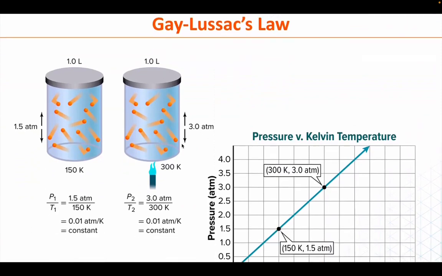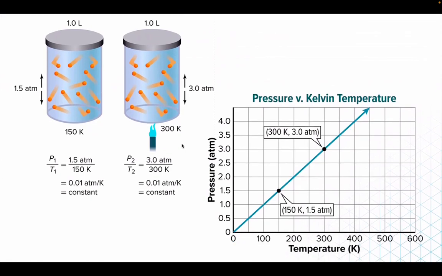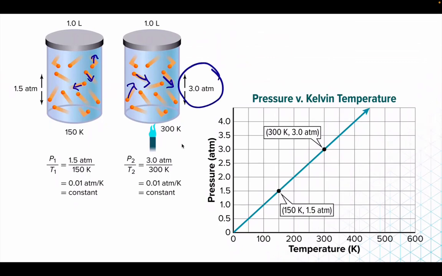So here's another picture of this and a graph. My graph is going to look similar to Charles's law because they're directly proportional. And then my picture is just showing that these particles are moving faster. They have more kinetic energy because they are hotter. And that increases the pressure from what it started at.